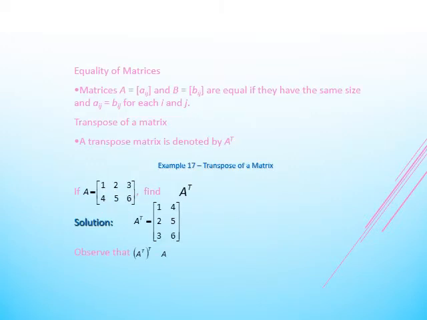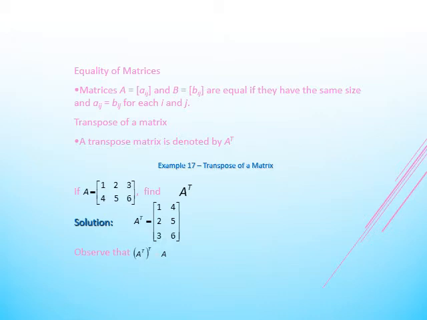Now, the equality of two matrices: matrix A with entries a_ij and matrix B with entries b_ij are equal if they have the same size. If they have the same size, we can say the two matrices are equal. We cannot say two matrices are equal if they do not have the same size.